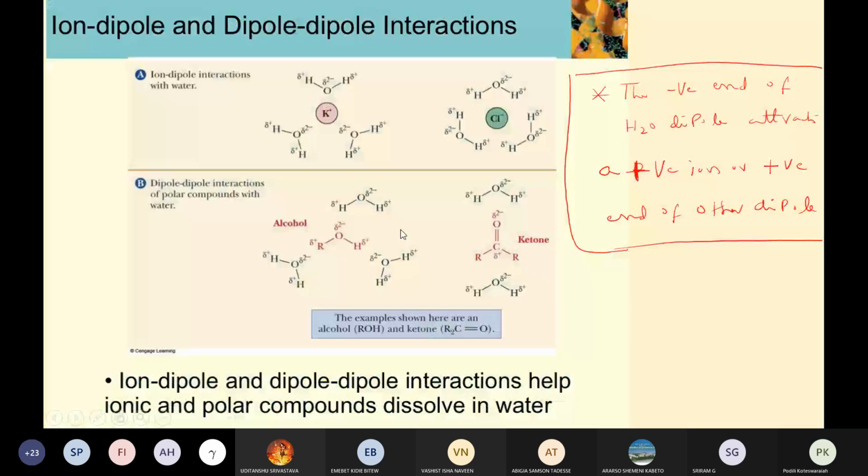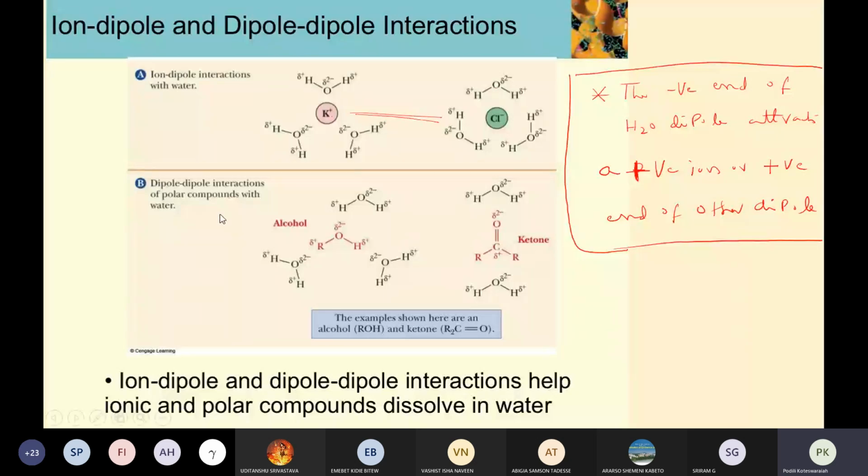And as I already said, you can see here in case of KCl, this is the KCl. When in water it dissociates into K plus and Cl minus, and the K plus ion interacts with the negative dipole of the water. So that means the negative end of the water dipole attracts the positive ions, and in the same way, the negative ion is attracted by the positive end of the dipole.